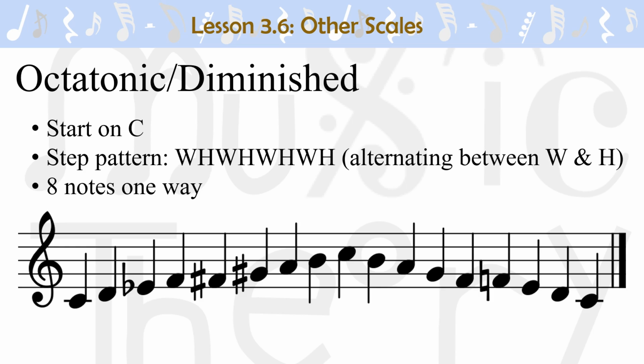To build the octatonic scale, start by writing C and then write all of the notes ascending from C following the step pattern. The second note, which is a whole step above C, is D. The third note, which is a half step above D, is E flat. Repeat until you get to the next C and you end up with C, D, E flat, F, F sharp, G sharp, A, B, C.